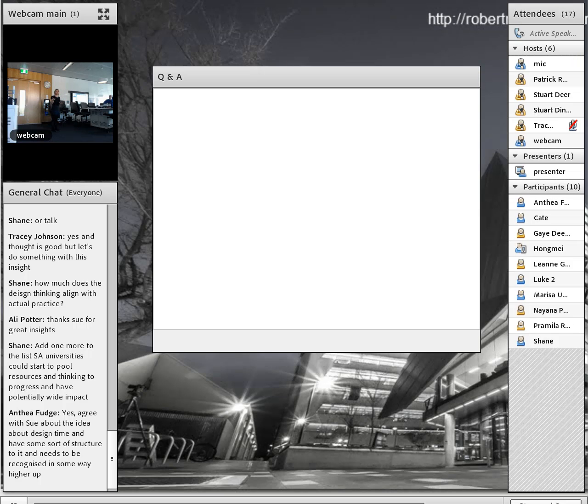But the deployment of resources and how you think about that, well, a switched-on head of school could start doing some of that.